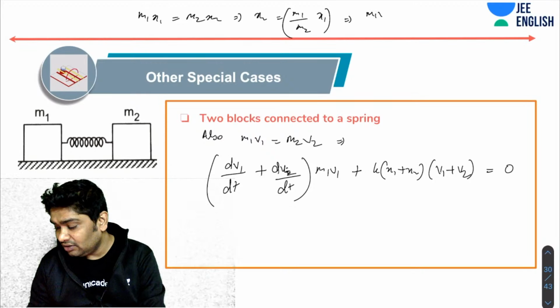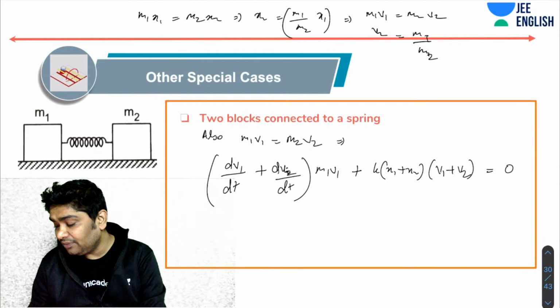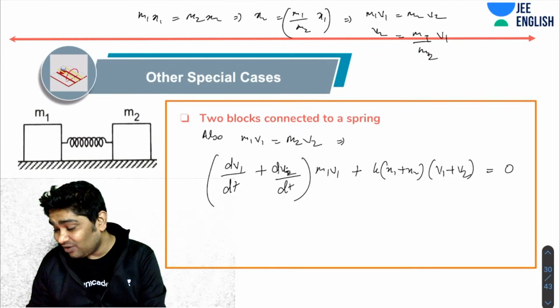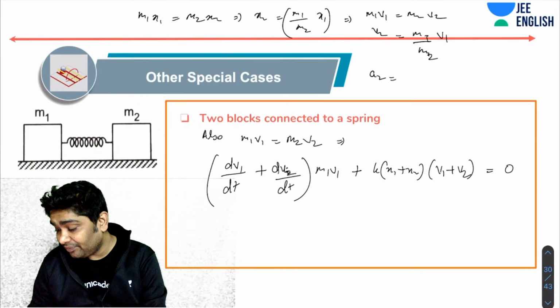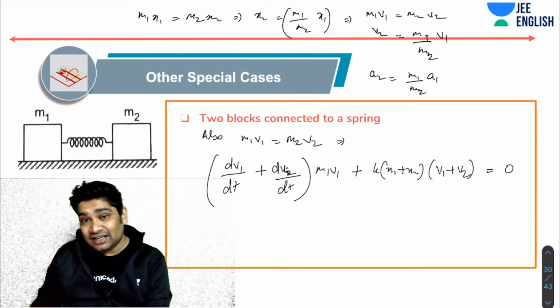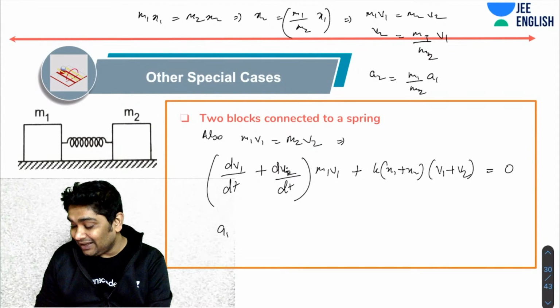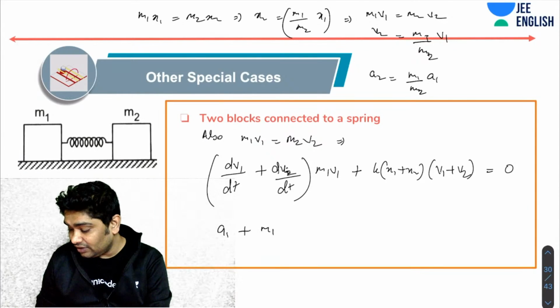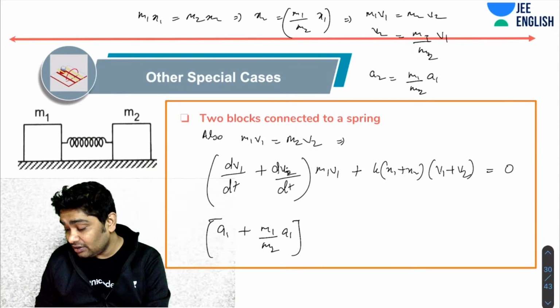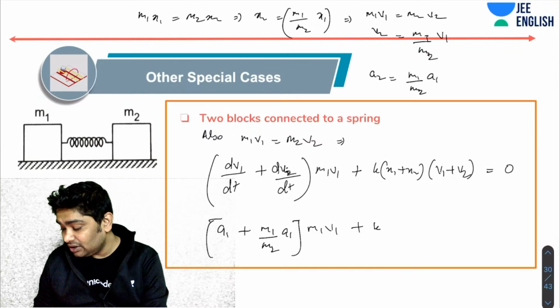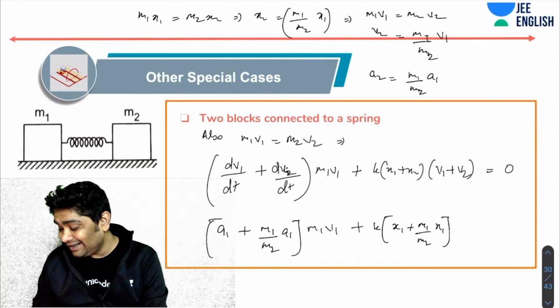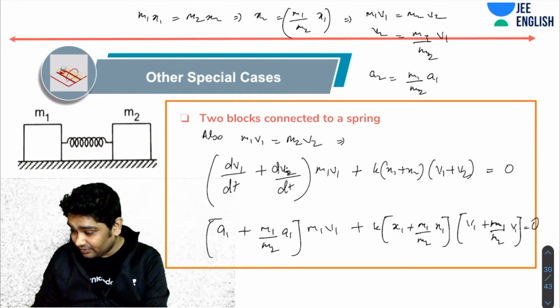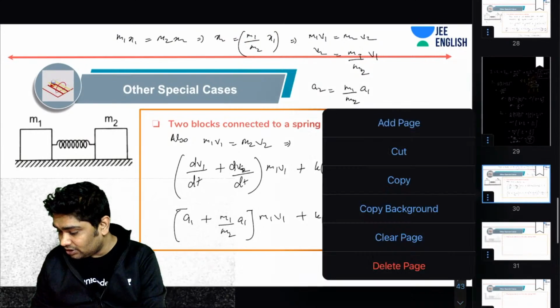Similarly, m1v1 equals m2v2. From here I can rewrite v2 as m1 by m2 v1, and with the help of this I can also rewrite a2 as m1 by m2 a1. So let's replace all these values here. I can say a1 plus this would be m1 over m2 m1v1 plus k times x1 plus m1 over m2 x1, here I will have v1 plus 1 over, equals 0. Okay. So yeah, I took the longer approach, the energy approach.